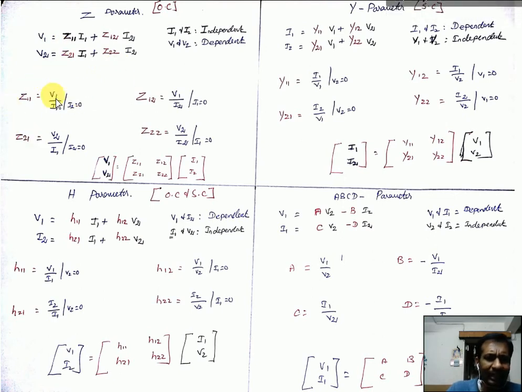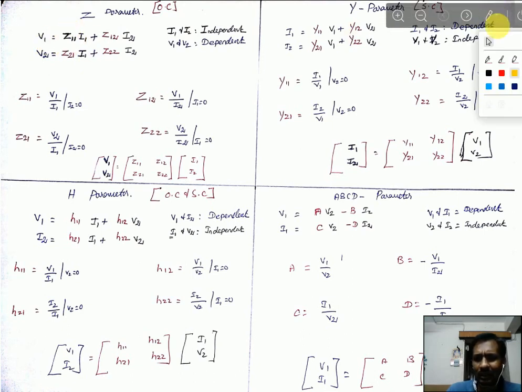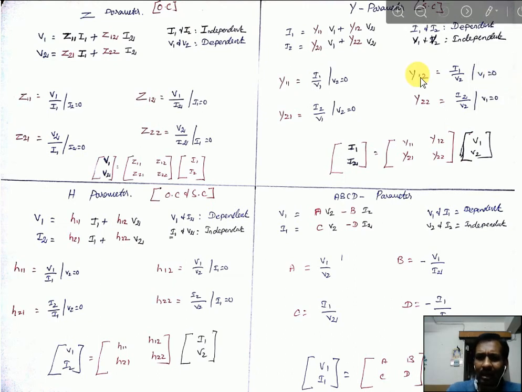Then one more point: how to find Z11 and Z21 from the equations. For Z11, I need V1 divided by I1, with I2 equal to 0. Similarly for Z21, moving I1 to the opposite side, V2 divided by I1, with I2 equal to 0. Similarly for Z22, moving I2 to the opposite side, V2 divided by I2, with I1 equal to 0. So it is written in a very simple method.